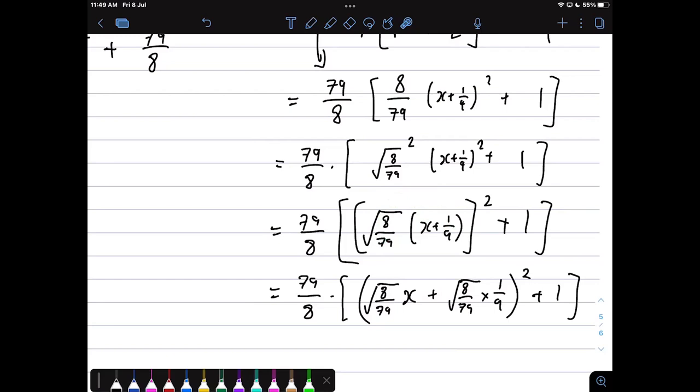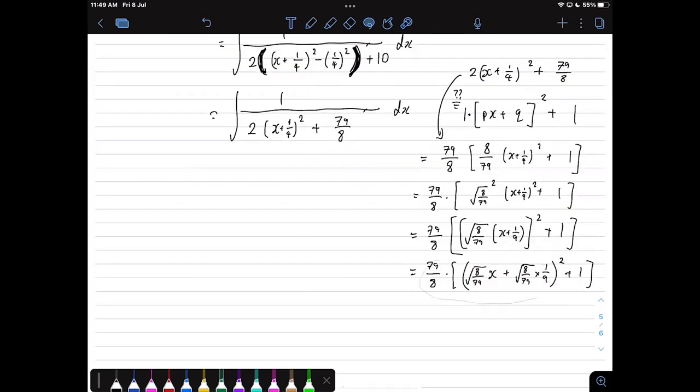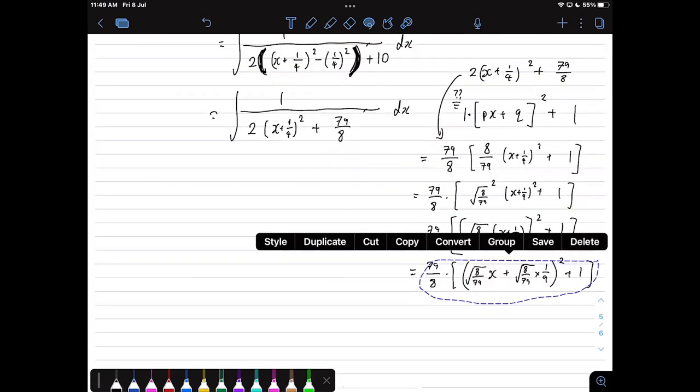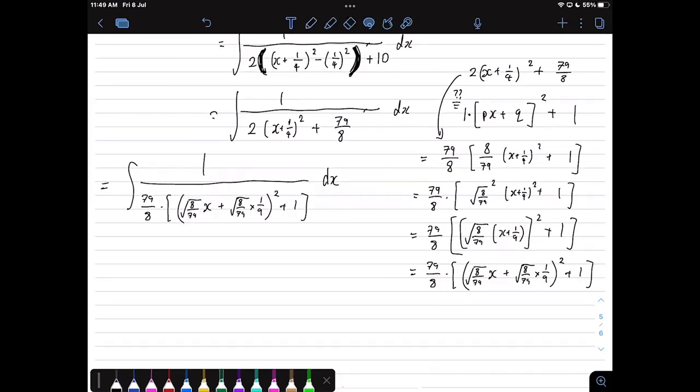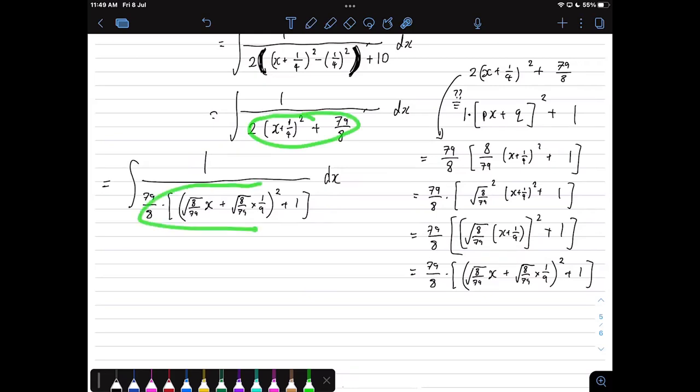Okay, then now I can transfer over. Copy and paste it over here. I will be left with 1 over integrate. Are we clear so far on this? I haven't done any integration. I just replaced the denominator with this. Now you got 1 over 79 over 8. Can you factor it out? Yes, you can.